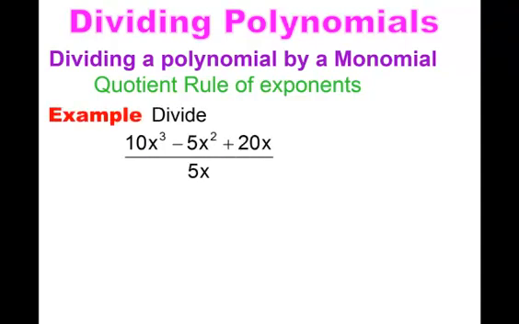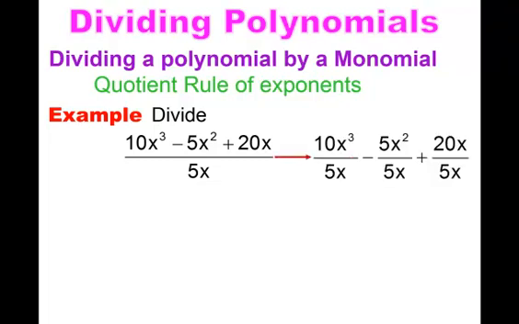So we're going to do an example here. We have a polynomial, 10x to the third minus 5x squared plus 20x, all being divided by 5x. First, separate it out into 3 separate division problems so that you're dividing that 5x into everything in the polynomial. So you take each piece and simplify.